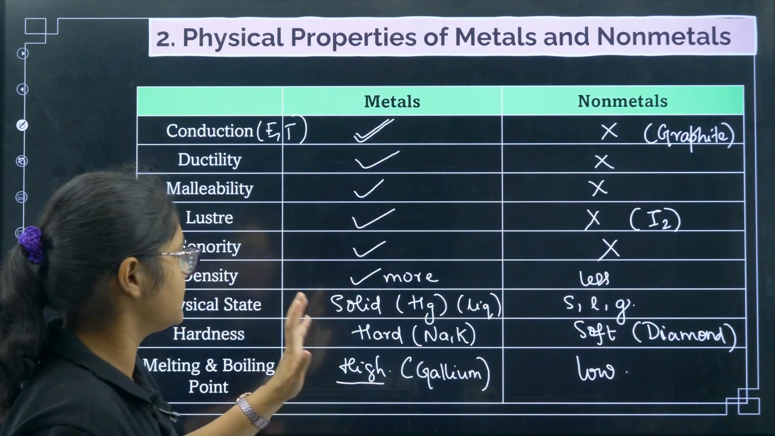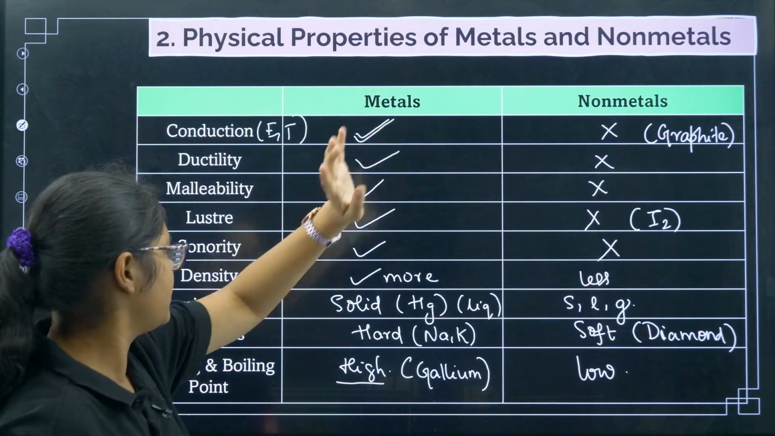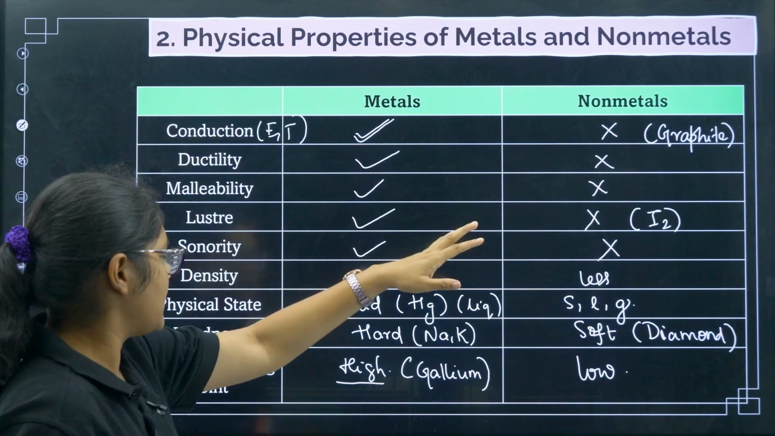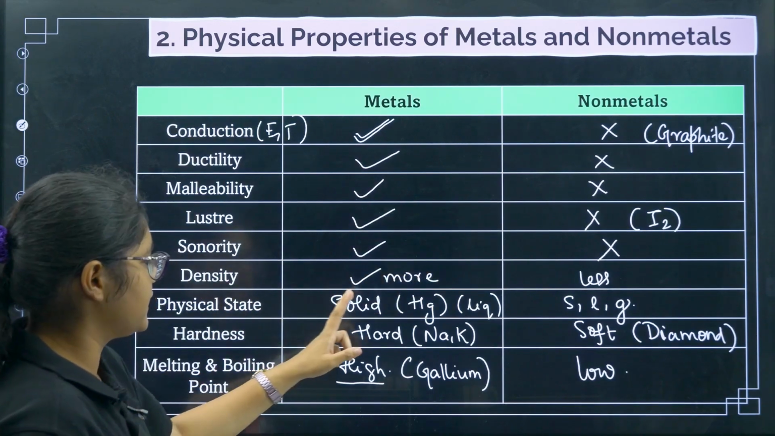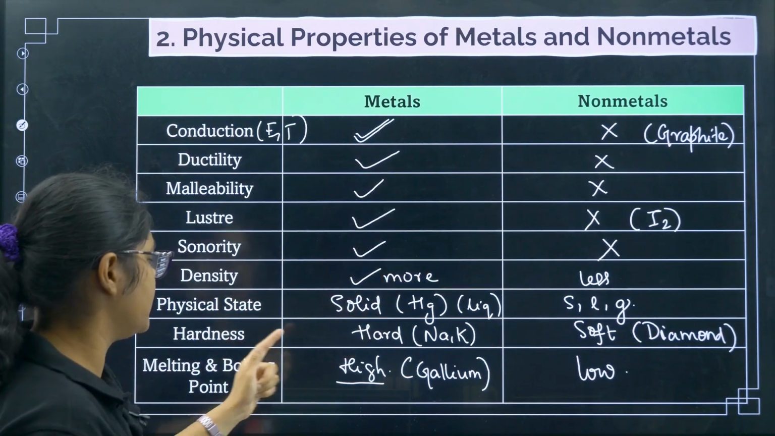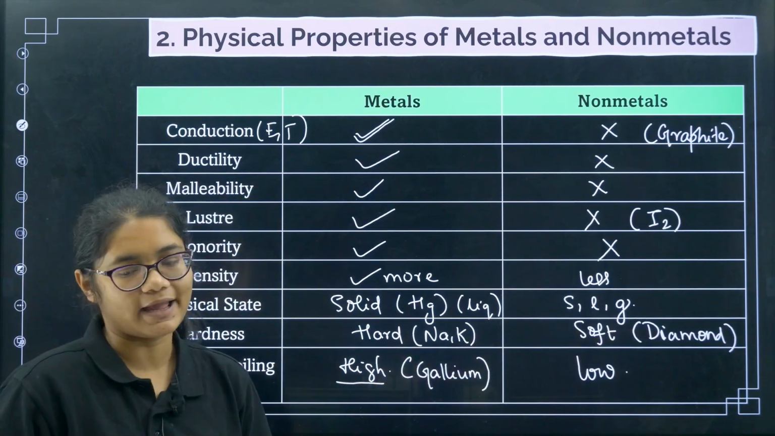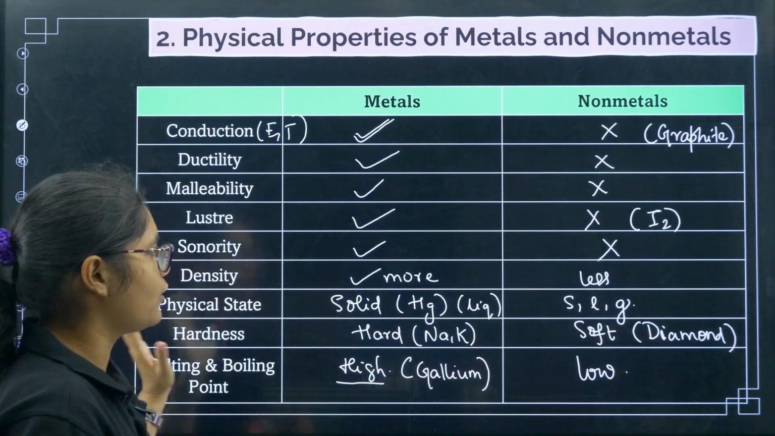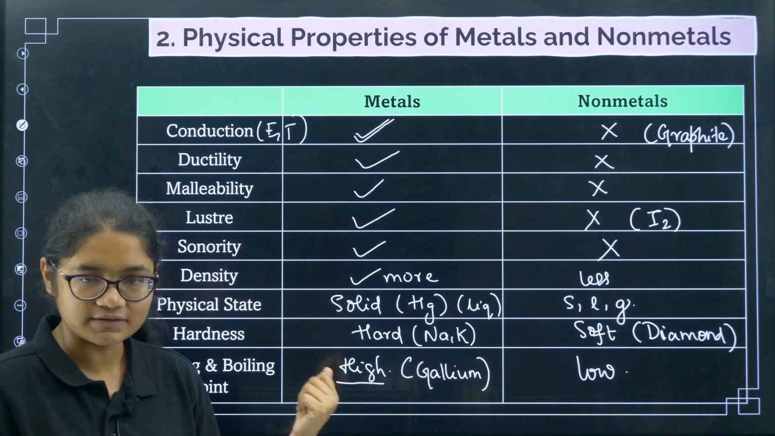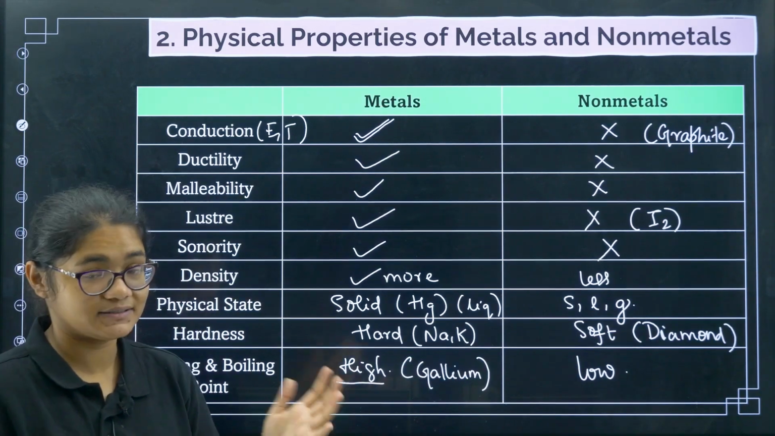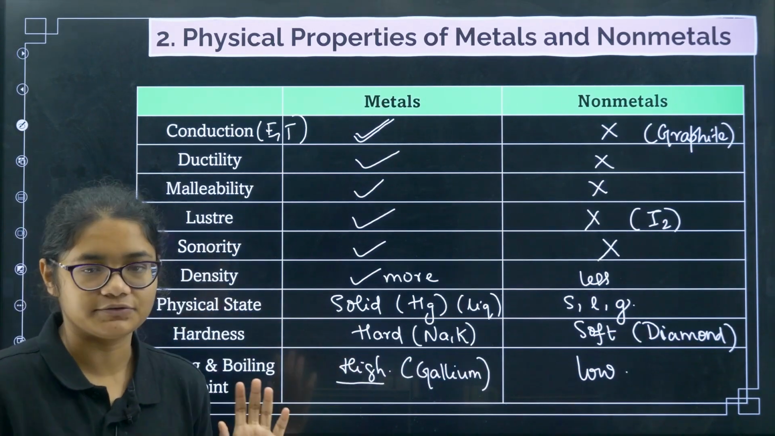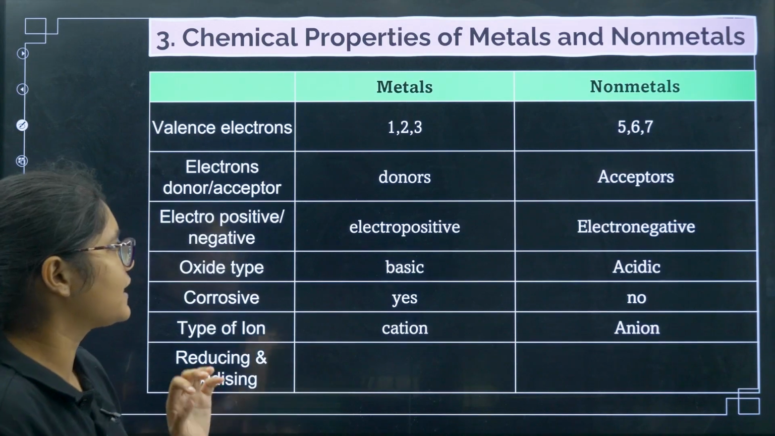So you can remember certain exceptions. Conduction, graphite is there. Lustrous, iodine is there. Then physical state, mercury is there. Then hardness, sodium and potassium are there, and diamond is there. Melting point and boiling point, gallium is there. Have you all noted down? If questions are asked from here, and we also have certain types of questions I'll show you, this table you must remember. Next, going to chemical properties.